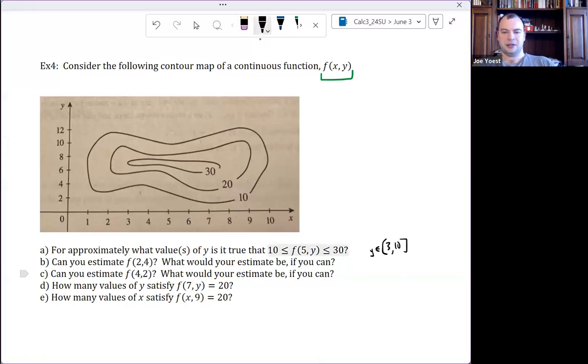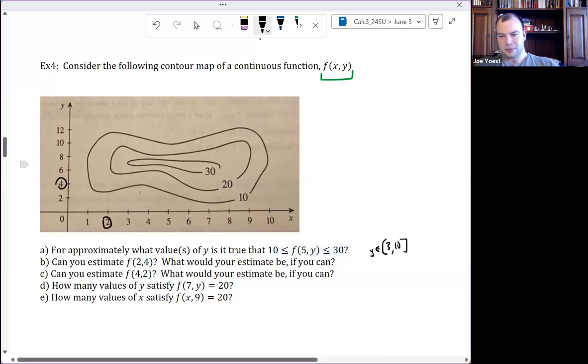Can we estimate the value of f of 2 comma 4 from this picture? That might seem like a tall order. I mean, we don't even know what the surface looks like. We don't have a visual representation of the surface itself. We just have these contour maps. But what do I know about f of 2 comma 4? Here, x equals 2, y equals 4. Well, I know that point is maybe about here. Maybe actually a little bit higher, maybe about here.